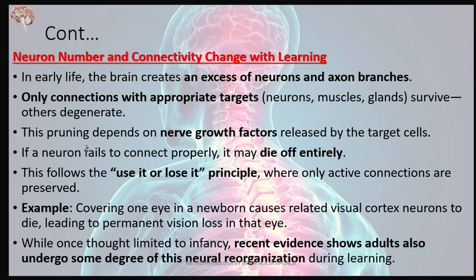And this applies to various important parts of our brain, especially those that we want to control deliberately when it comes to emotions and intelligence. While once thought limited to infancy, recent evidence shows adults also undergo some degree of neuronal reorganization during learning. So if you learn, you are using it, and therefore you retain it. If you don't use it, you lose it.